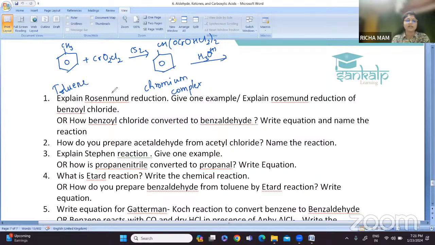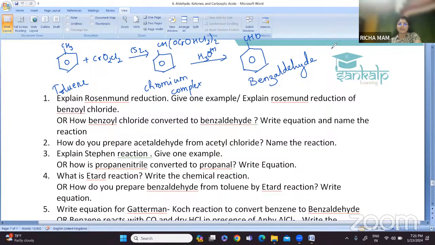Our toluene in the presence of chromyl chloride, and the solvent used here is a polar solvent, carbon disulfide, forms a chromium complex, which undergoes acid hydrolysis. Further, this complex is converted into an aldehyde. So the resulting product is benzaldehyde.